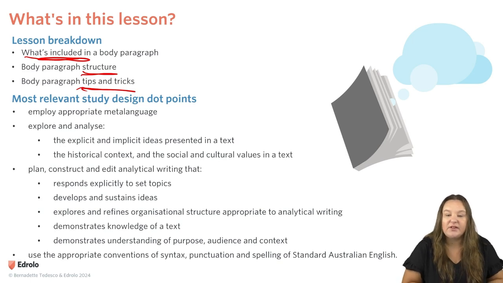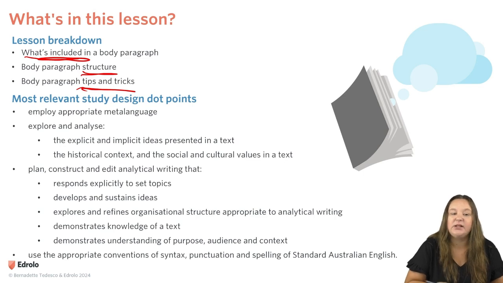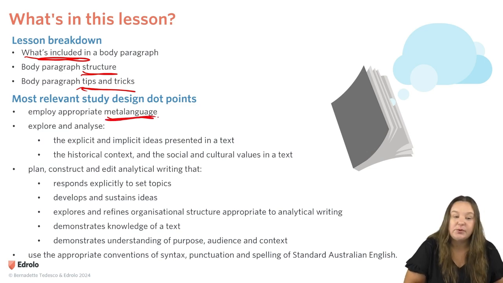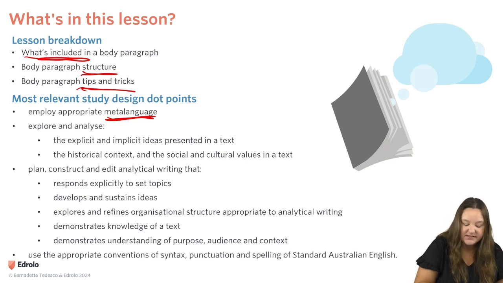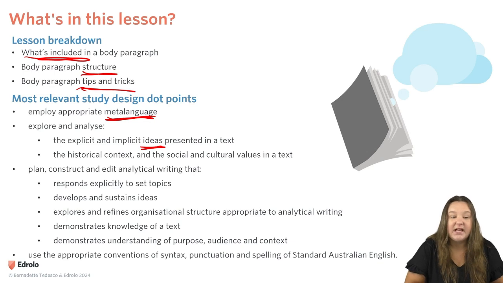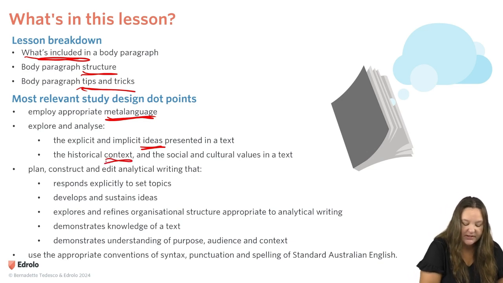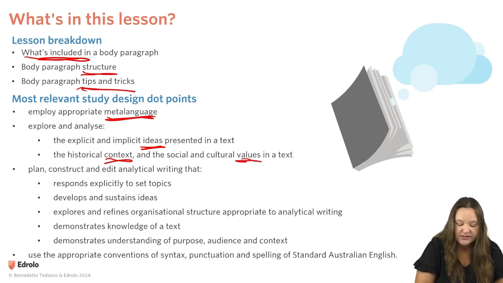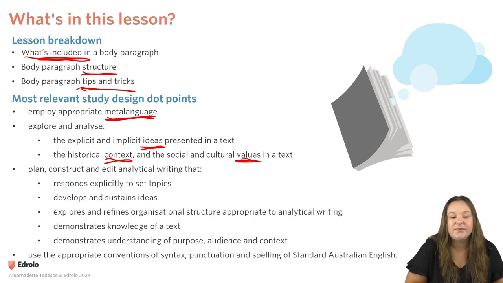Now, a body paragraph is a lot of the essence of your essay, and so it covers a lot of the study design dot points. In particular, you're going to be demonstrating your ability to employ appropriate meta-language. You're going to be exploring and analysing explicit and implicit ideas, and you're going to possibly add in some context, whether that be historical, social, or cultural, and looking at values within the text, in particular the author's values.